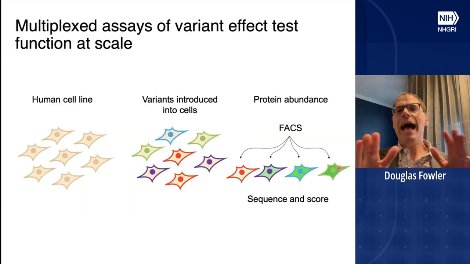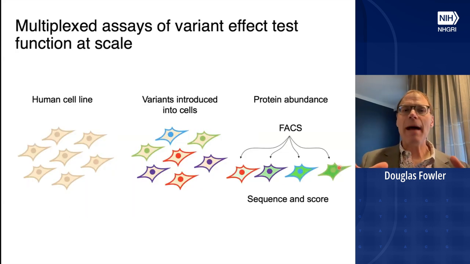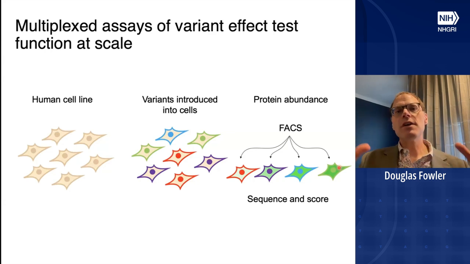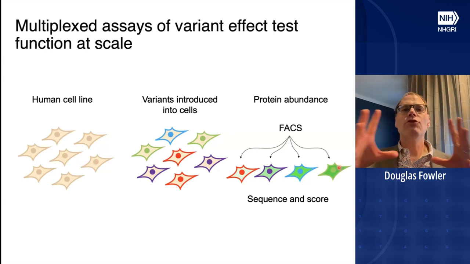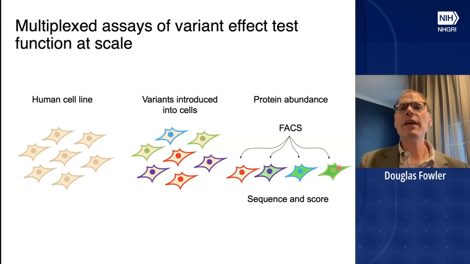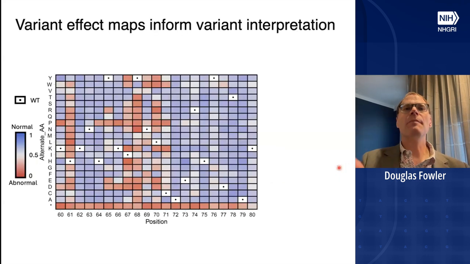So there's lots of different assays of this kind developed by my lab and many other labs now. We have this huge first generation of tools that can measure variant effects at scale. So what do you get if you apply one of these assays? Well, you get something that looks like this. So I'm showing you here a variant effect map for a protein coding region of the genome, and every column in this map is a different position in the gene. Every row is a different substitution, so a different amino acid. And the map is colored from red, which means total loss of function or abnormal function, through to blue, which means normal, wild type-like function.